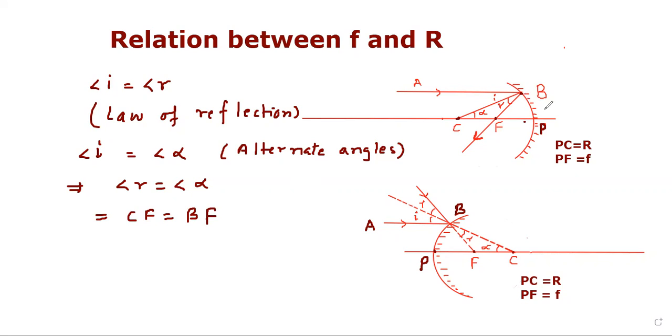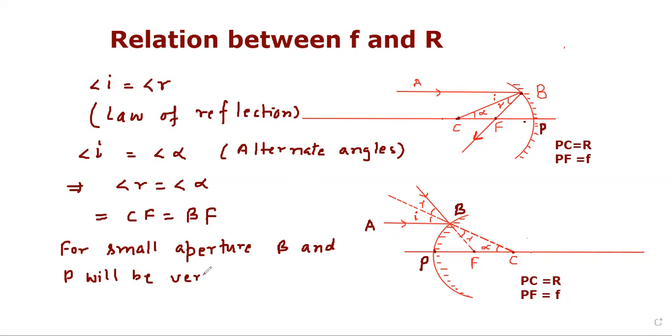If the aperture of the mirror is small, then B and P will be very close. In that case, for small aperture, B and P will be very close. So FB will be equal to FP.